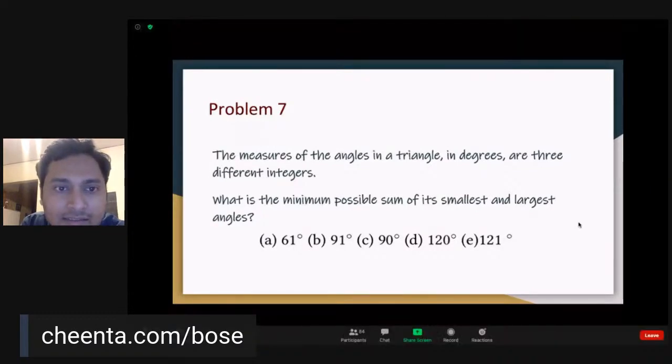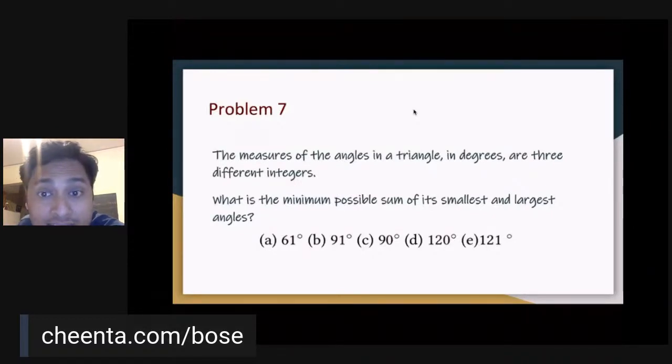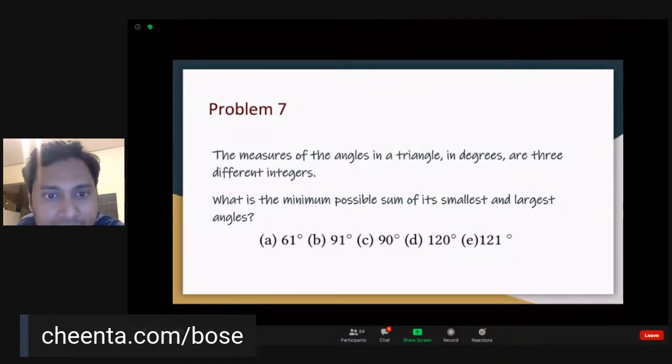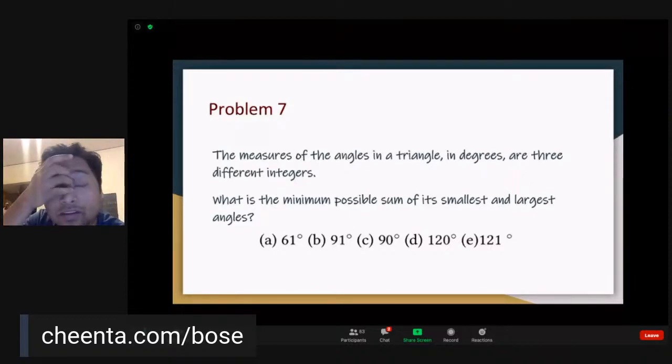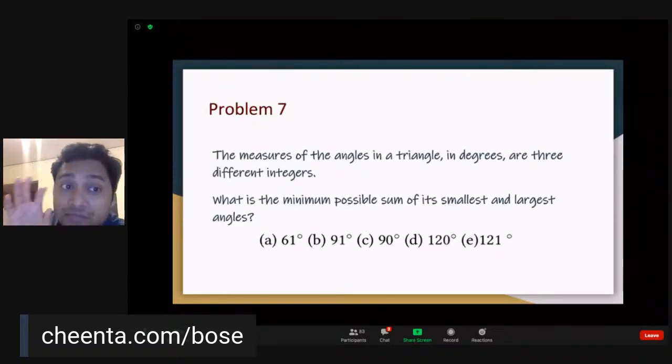What is the minimum possible sum of its smallest and largest angles? What is the minimum possible sum of its smallest and the largest angle? The smallest and the largest angle. If you have a triangle, and the angles are measured in degrees, and there are three different integers.